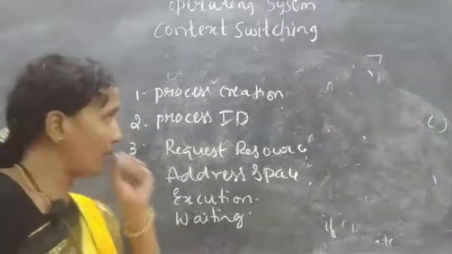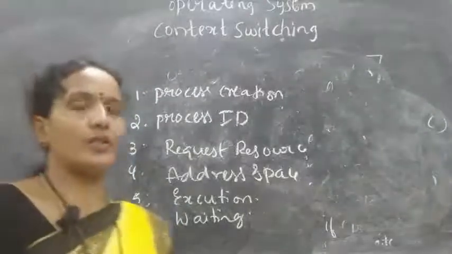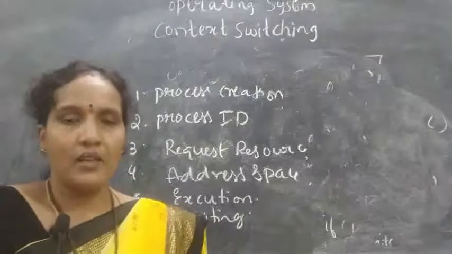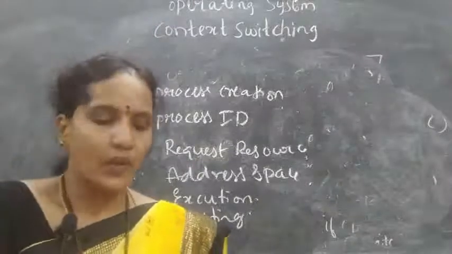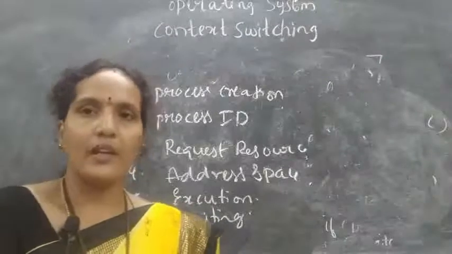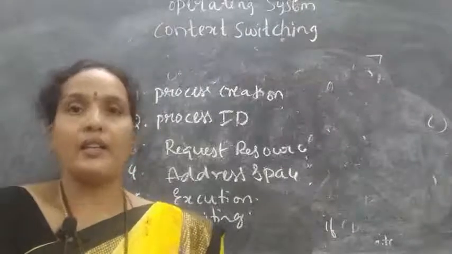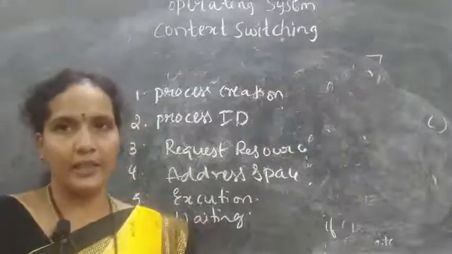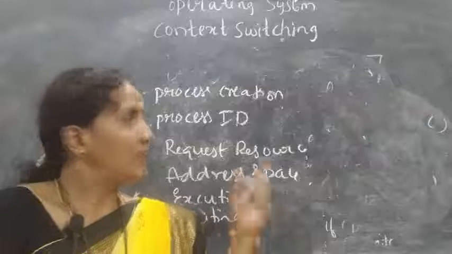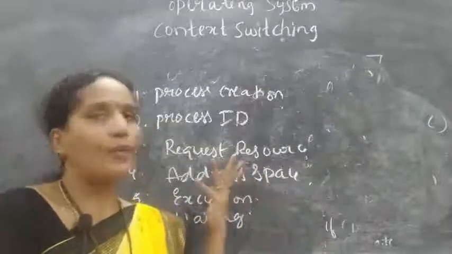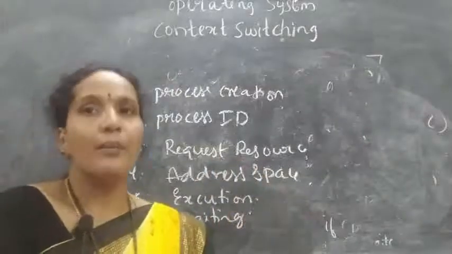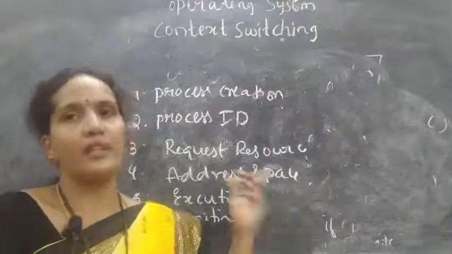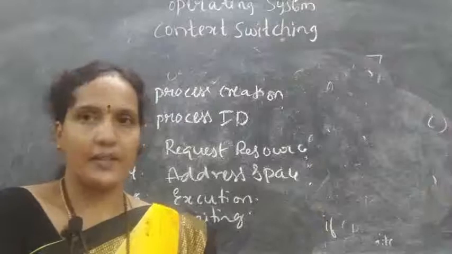Clear? Now come to requested resources. Resources means actually in the system what resources the process needs. It needs CPU time, it needs some memory, it needs some devices, and it needs some files. So when any child process is created, by default the parent process will give the resources. But in case those resources are not sufficient, the child process can take the resources from the operating system.